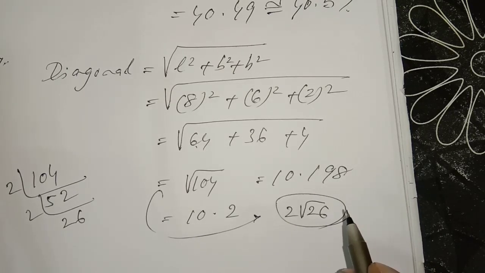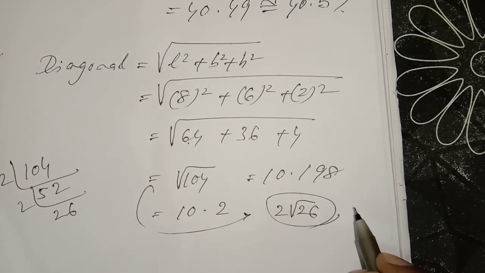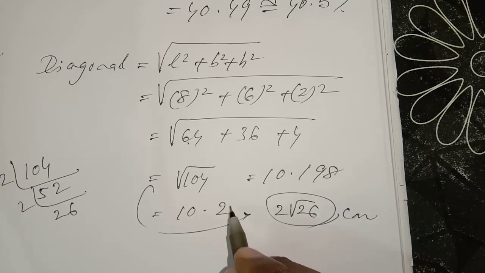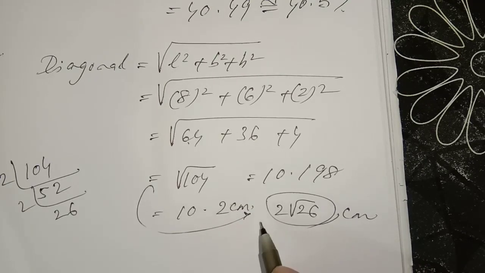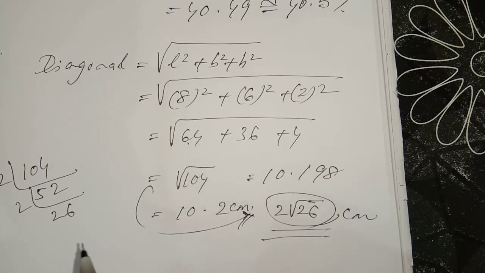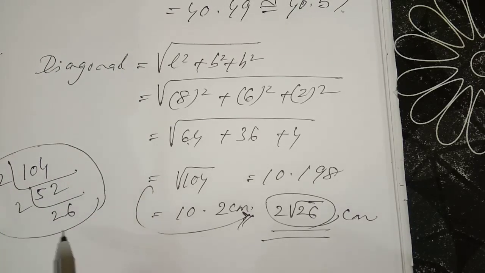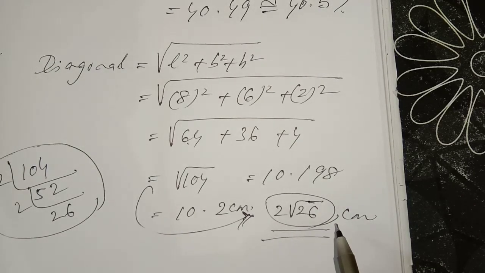As for the options given, there are 4 options given. The answer is 2 root over 26 centimeter, or you can write 10.2 centimeters. Either you can write, as for the option, because in the exam there is no calculator, that means you have to do it by the prime factorization method. Out of 2, I will take 1, 2, and just 26 left. So 2 root over 26 is the length of diagonal that the question asked to find out.